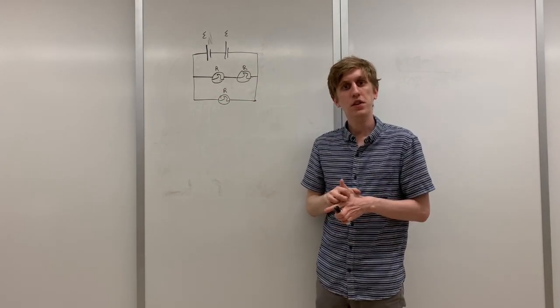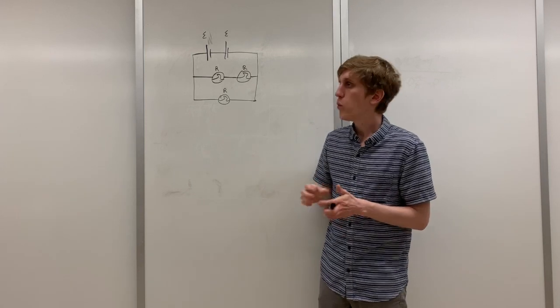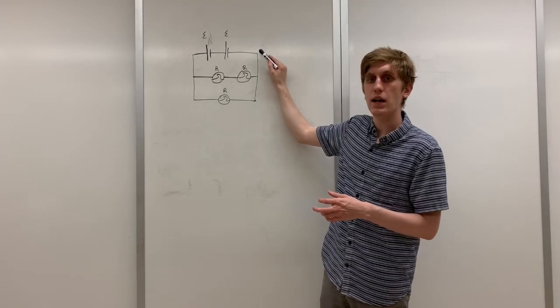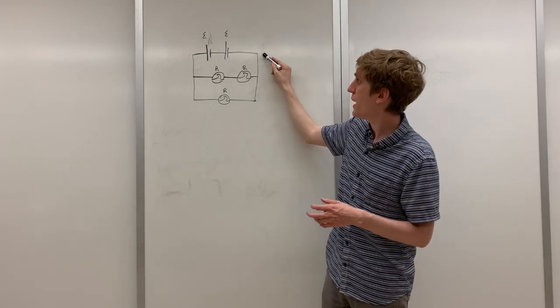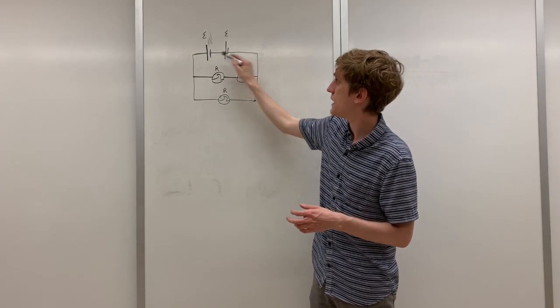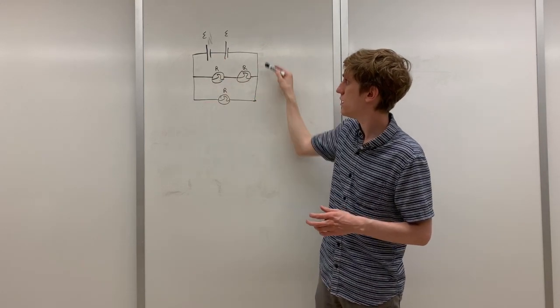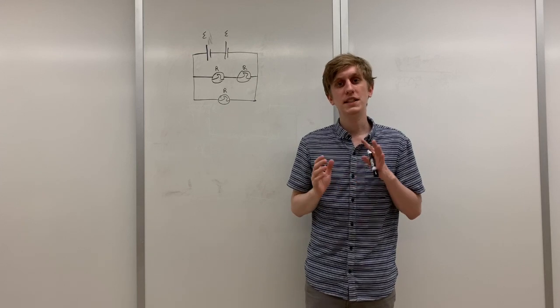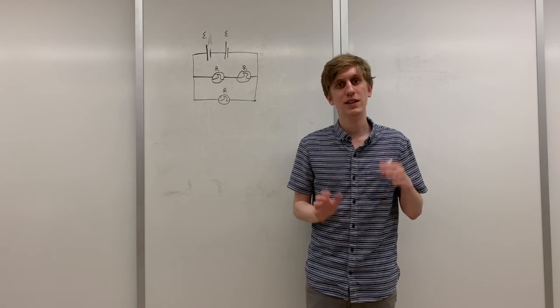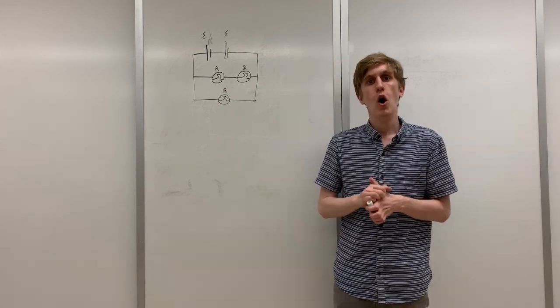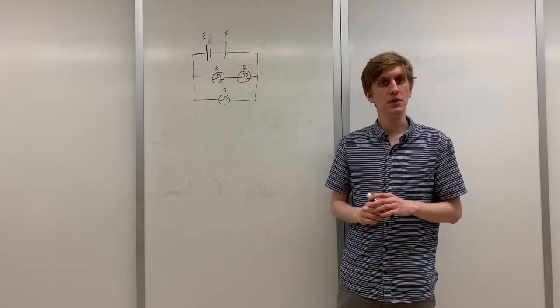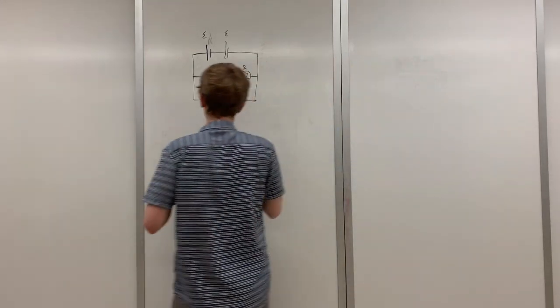Let's start with the larger loop. We'll take our beginning and end point to be this corner, and we'll trace the circuit around like this. The loop rule says that a change in voltage around a closed loop is 0. We're also going to need Ohm's law, which looks like this.